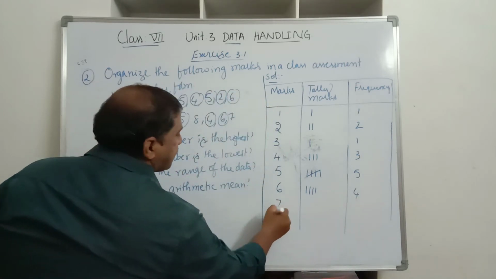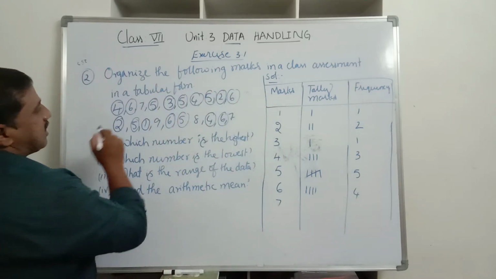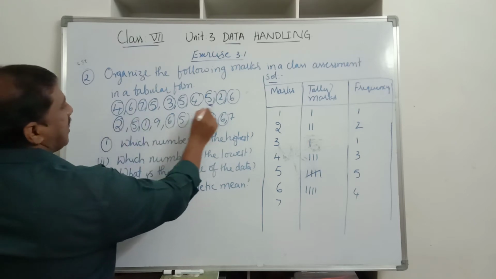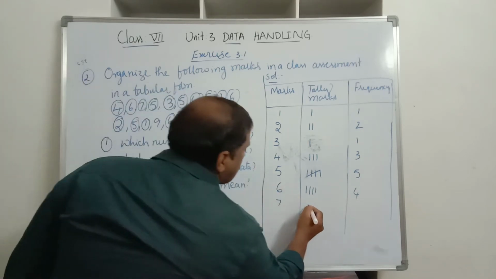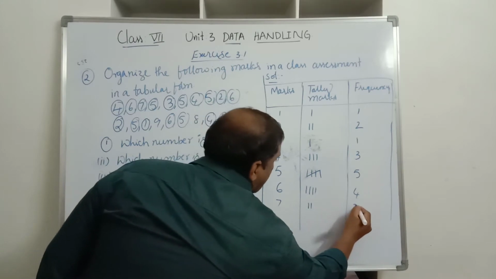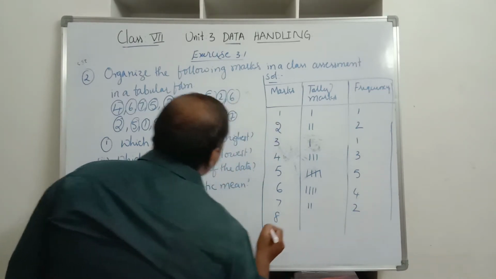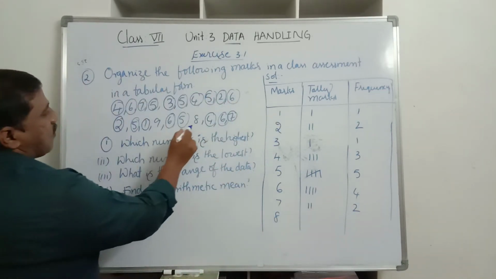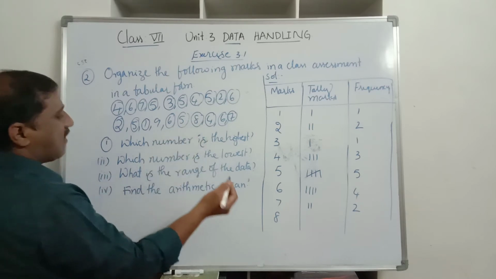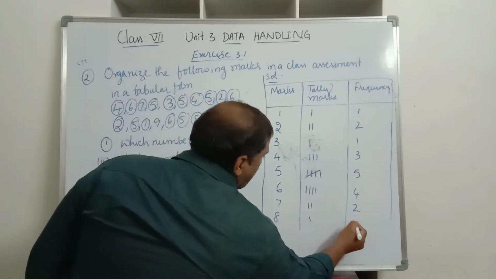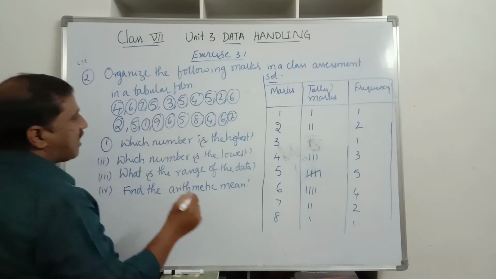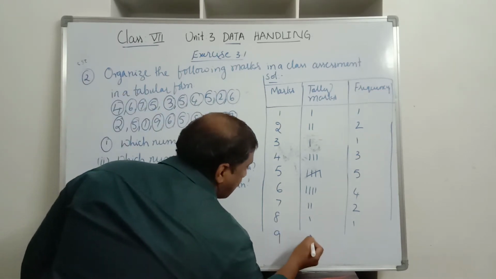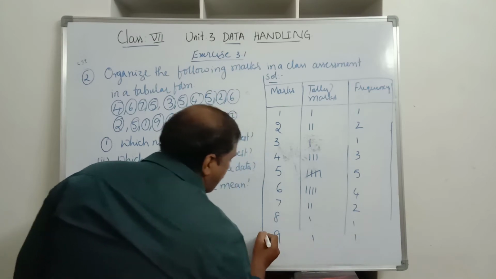Then 7 marks. How many children have scored 7 marks? 1 is here, and here we have 1. So only two students have scored 7 marks. Then 8 marks. How many children have scored 8 marks? Only one student, so it is 1, and here it is 1. Now 9 marks. Next mark is 9. It was scored by only 1 child.